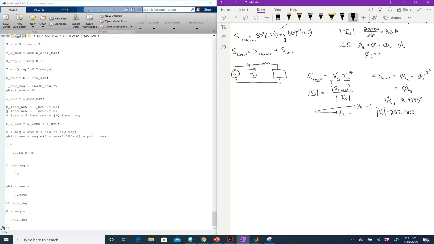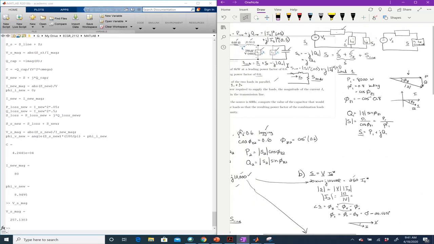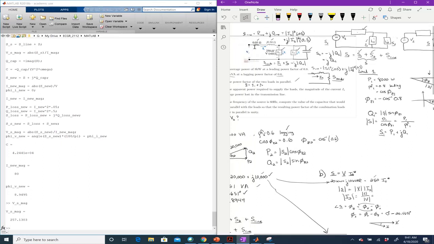I also see the magnitude of the voltage is 257, whereas the magnitude of the voltage across the load is 250. In other words, the voltage at the source is about 7 volts bigger than the voltage at the loads, which also makes sense because there's some voltage drop as the current flows through that impedance. All right, that should help with your homework.